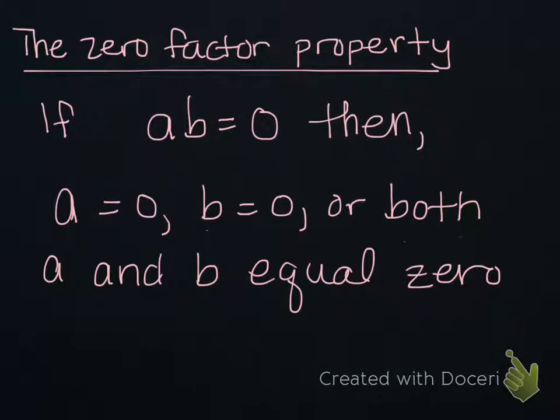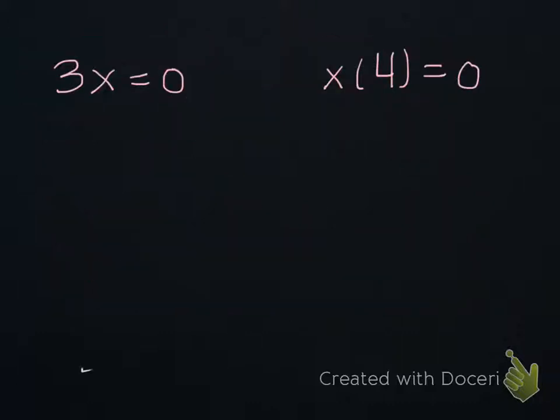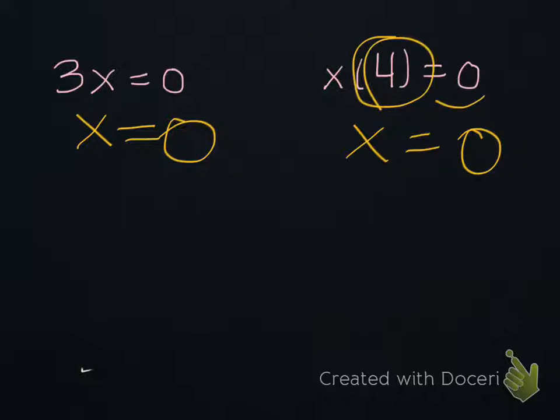Alright, now let's talk about the zero factor property. The zero factor property says if I multiply two numbers and the product is 0, then one of those two numbers was 0, or they could have both been 0. Let's look at some examples with numbers. If I multiply 3 times x and get 0, then the only possible solution for x would be 0, because the only way I can turn 3 into a 0 is to multiply it by 0. The same thing if x is in front, then x times 4, that means x had to have been 0, because the only way to make 4 0 is to multiply it by 0.